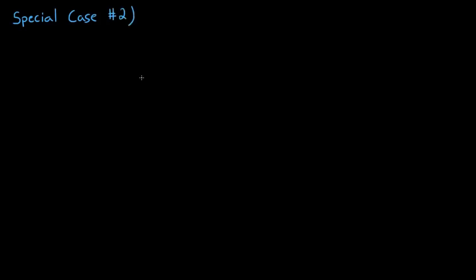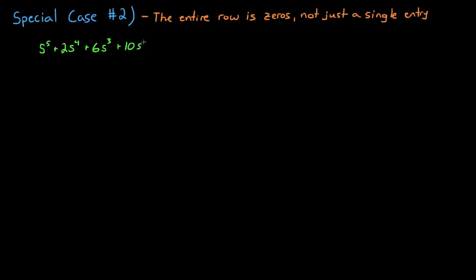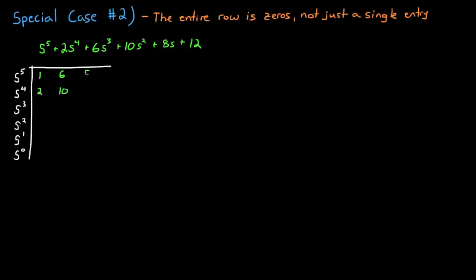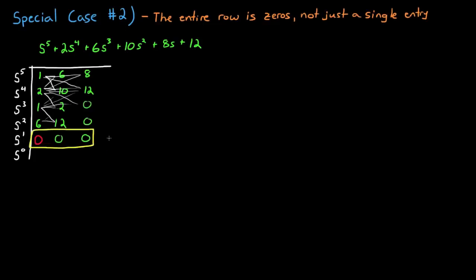The second special case is when there is an entire row of zeros, and not just a single 0 in the row. I'll demonstrate this special case and what to do with it with this polynomial: s to the fifth plus 2s to the fourth plus 6s cubed plus 10s squared plus 8s plus 12. And let's fill out the Routh array by populating the first 2 rows, and then we'll populate the other rows using our figure 8 method. But when you get to the fifth row, or the s to the first power row, that one becomes all zeros.